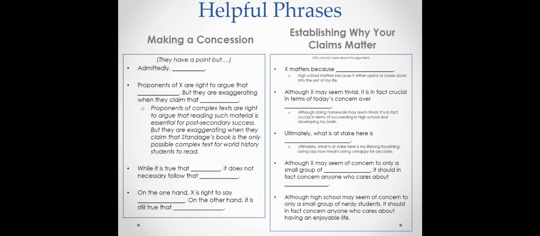When you want to admit that maybe there's another point involved, but your claim is better, your claim matters, your claim is right, these are just some phrases that you can use. While it's true that blah, blah, blah, it does not necessarily follow that your argument. On one hand, the author is correct about this, but on the other hand, it's still true that you're right. And then to back that up, establishing why your claims matter: this matters because. And here's the thing, guys, these don't have to be the most eloquent of phrasing, but they're setting you up for the analytical thought process. That's what we care about.